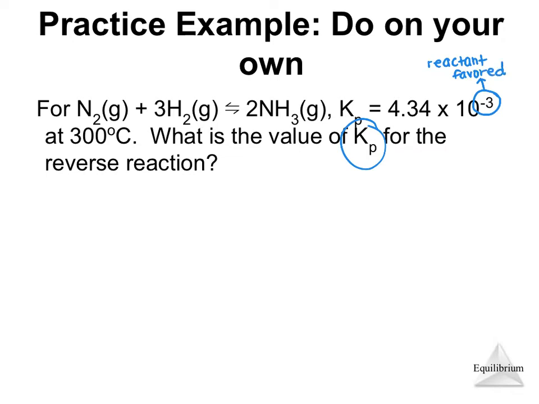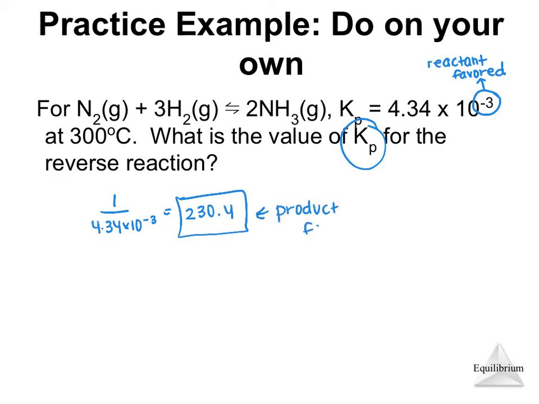So my reverse should be product favored. So I'm just going to do 1 over 4.34 times 10 to the negative third. And I get 230.4. Remember, K doesn't have a value, but it's greater than 1, so that tells me now it is product favored in the opposite direction, which is what I expected.